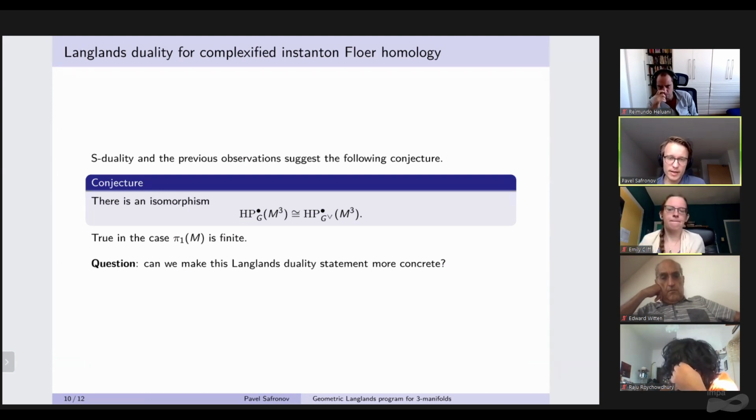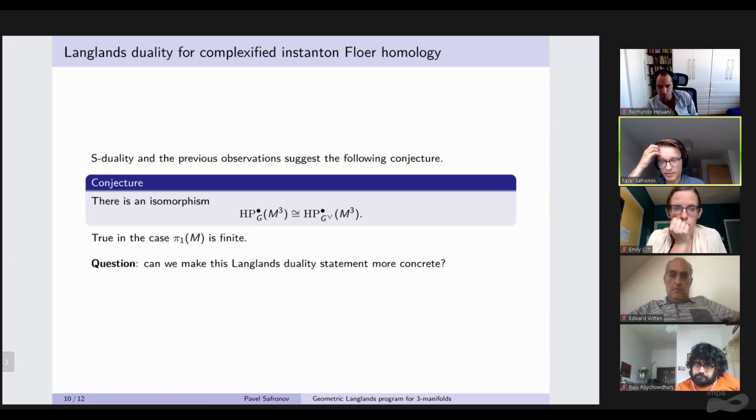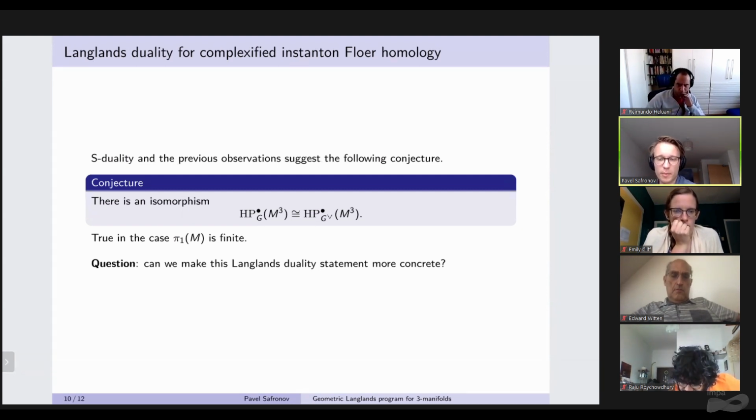Right. So now if you combine this with S-duality, you naturally come to this conjecture that this complexified instanton Floer homology for G and for G check are isomorphic. This is a rather big conjecture. This complexified instanton Floer homology was just introduced very recently, and there are not a lot of computations. Something you can check is that if the fundamental group is finite, this claim is true. Everything is just reduced to the maximal torus, and then there's some easy statement about maximal tori.